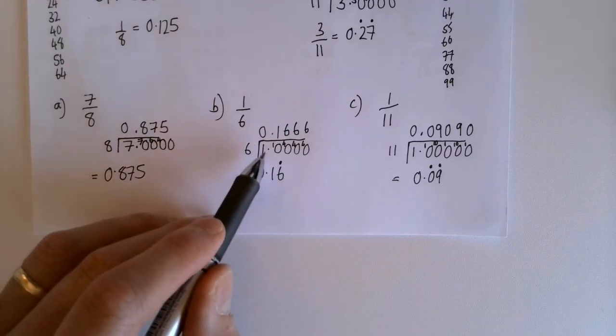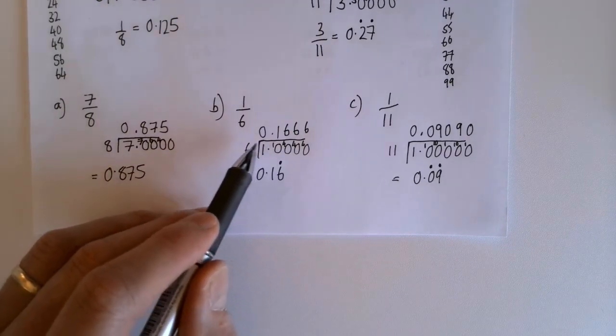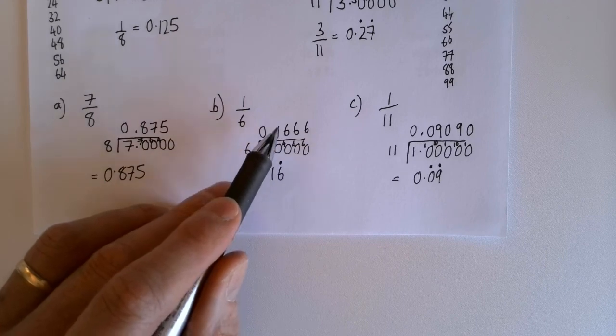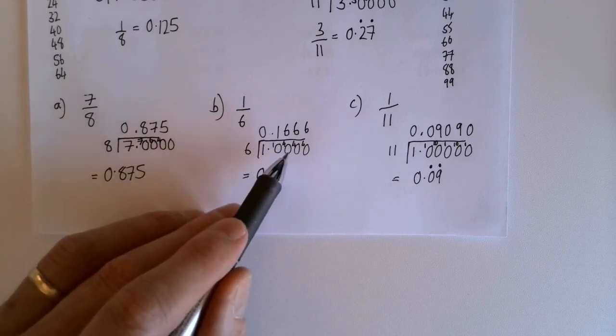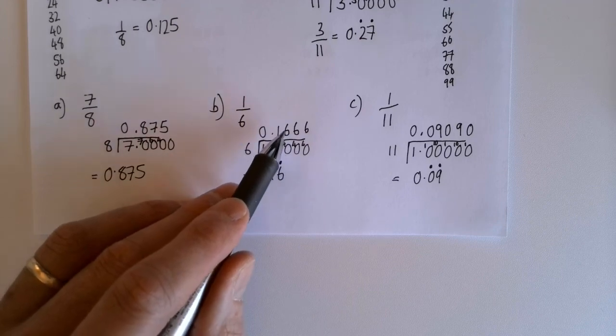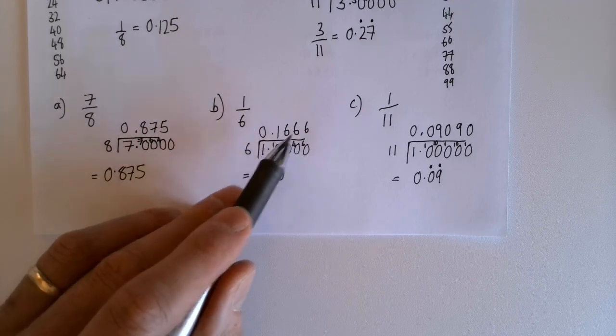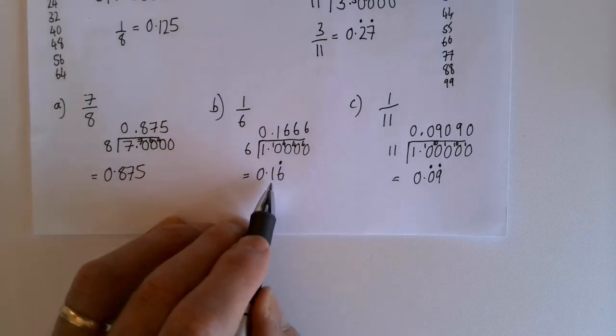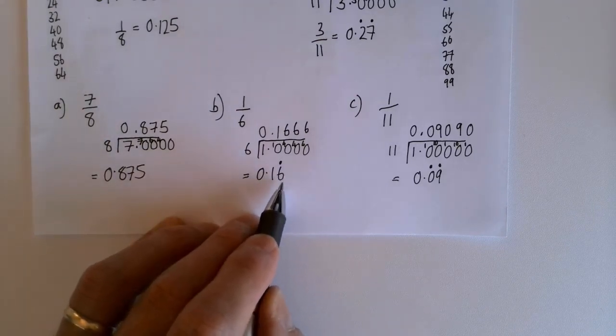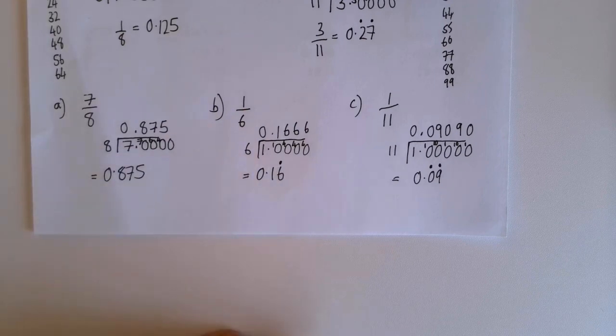1/6. How many 6s in 1? There aren't any, so carry the 1 forward. How many 6s in 10? Well, that's 1 6 with 4 left over. How many 6s in 40? Well, 6 6s are 36, so that's 6 6s with 4 left over. And then you keep getting 4 left over, and that's how we write it. Remember, the 1 isn't recurring, the 6 is, so we just have a dot over the 6.